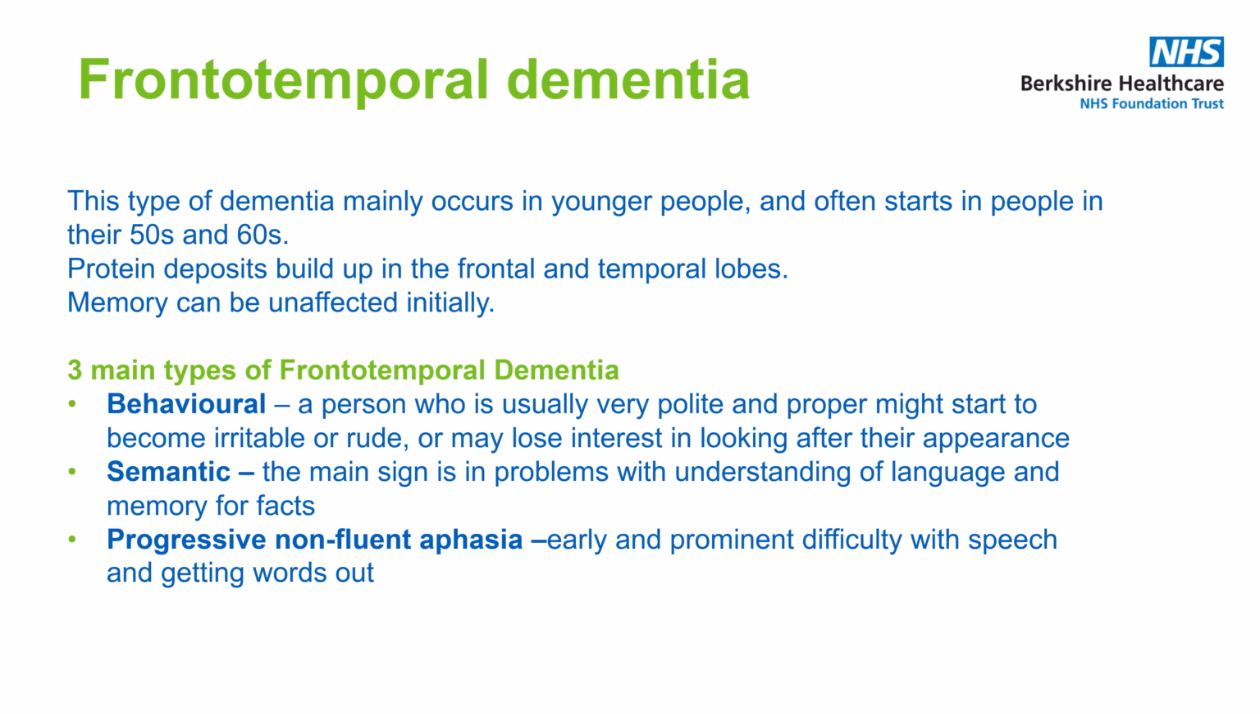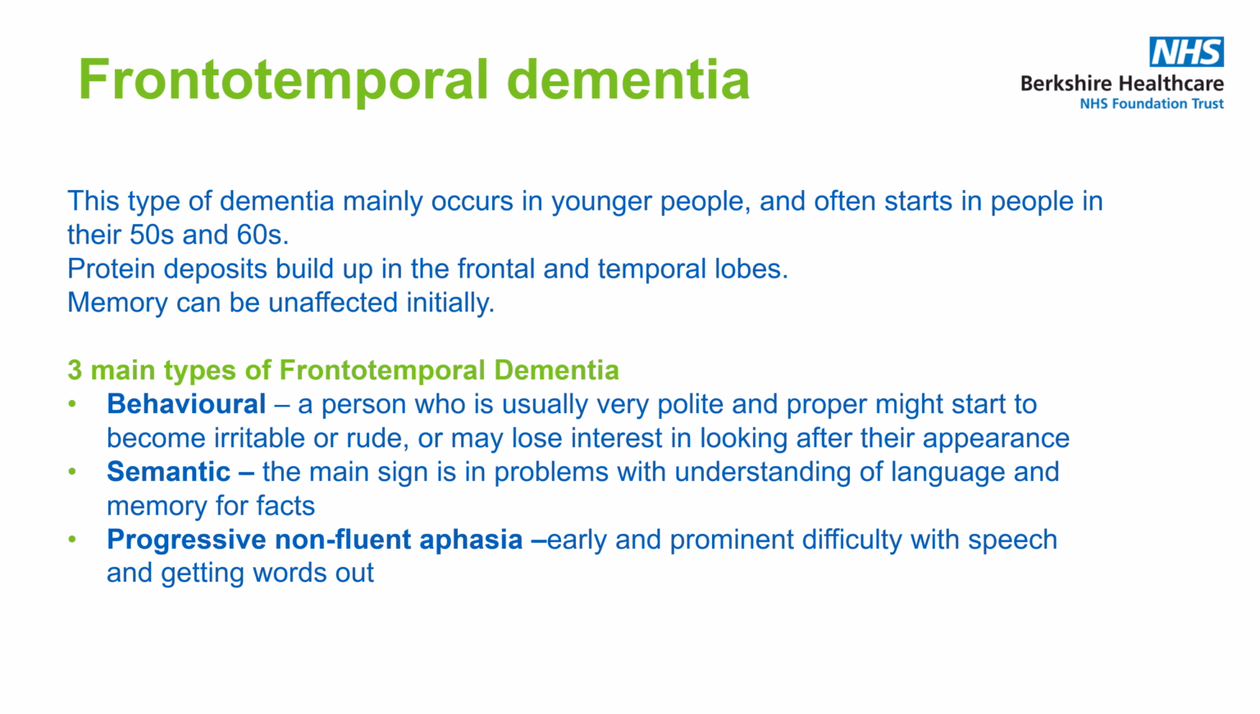So frontotemporal dementia mainly affects younger people, so it tends to start in someone's 50s or 60s. And what happens is that a protein called tau gets deposited in the brain cells in the frontal and temporal regions of the brain, and this causes cells to die off. Symptoms can include personality and behavioural changes and problems with speech, and certainly early on in the illness, memory is relatively spared, so it's often not the first thing that someone will present with.